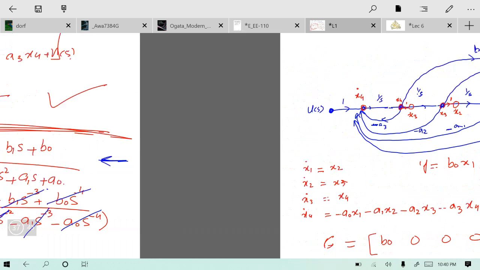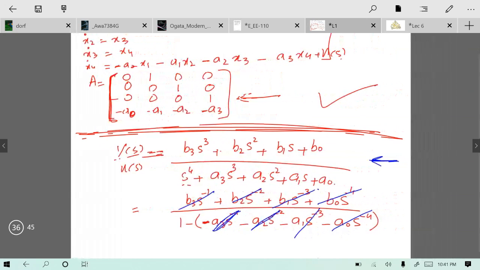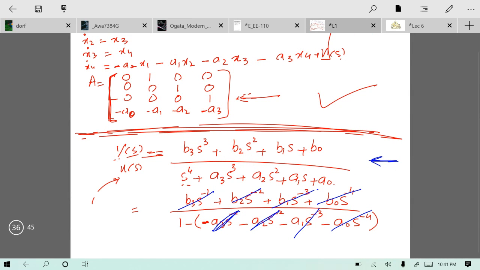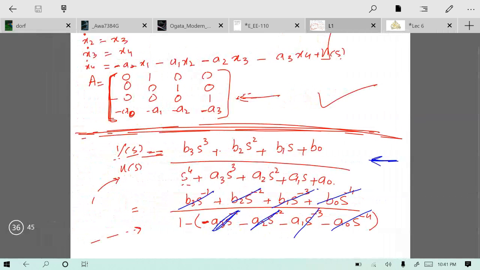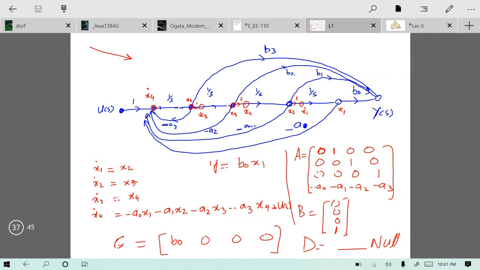So we started with this transfer function. We wrote it in the form of Mason's rule, and then we drew a signal flow graph out of it, and then we wrote the state matrices A, B, C, D from this signal flow graph. Now let's try to write the same transfer function in some other form.